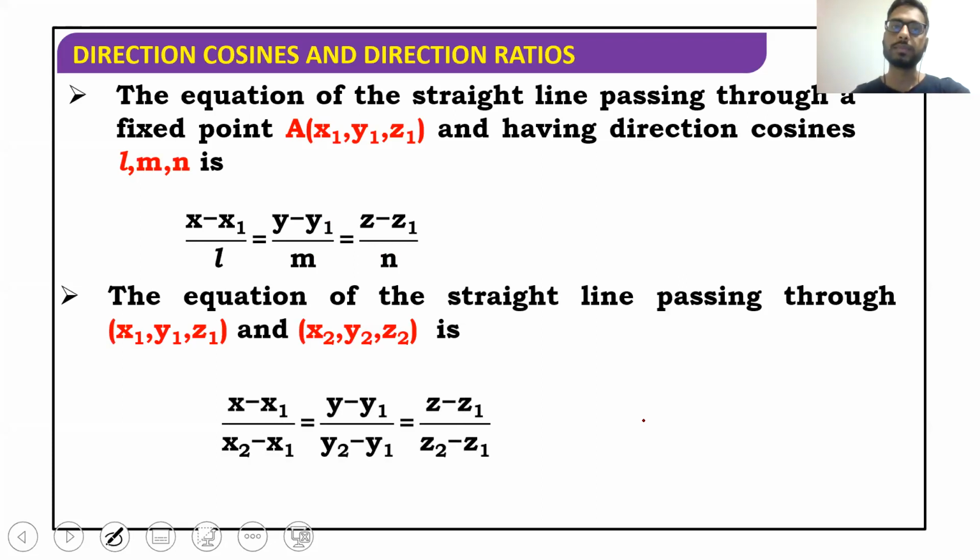Equation of a line which is passing through one particular point is x minus x1 upon your direction cosine L, equal to y minus y1 upon M, equal to z minus z1 upon N. This is similar to your 2-point form: x minus x1 upon x2 minus x1 is y minus y1 by y2 minus y1 is z minus z1 upon z2 minus z1.